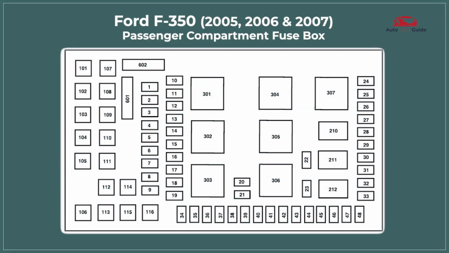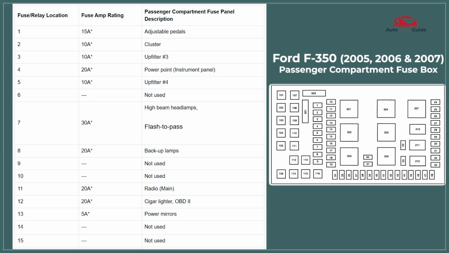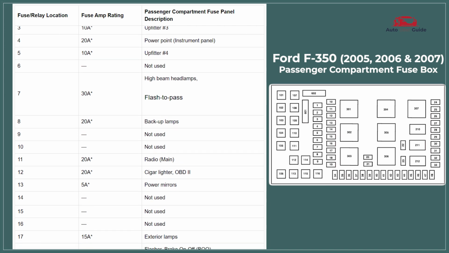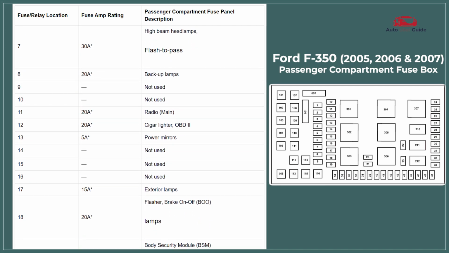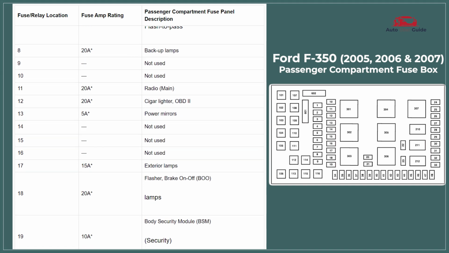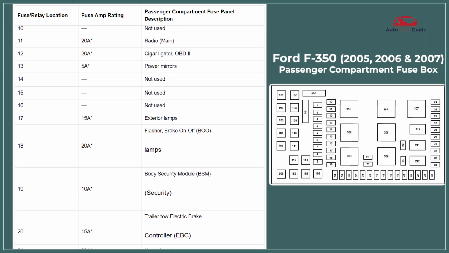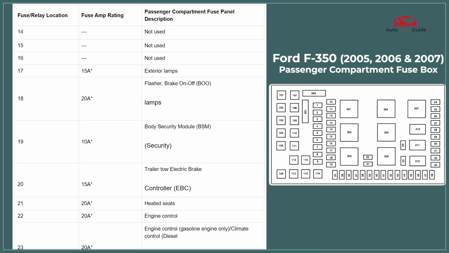The passenger compartment fuse box in the 2005 to 2007 Ford F-350 manages circuits for essential interior systems like the audio unit, climate controls, power windows, and dashboard electronics. It includes labeled fuses and relays for quick diagnostics and maintenance. The layout and functions remain largely consistent across these model years for ease of service.